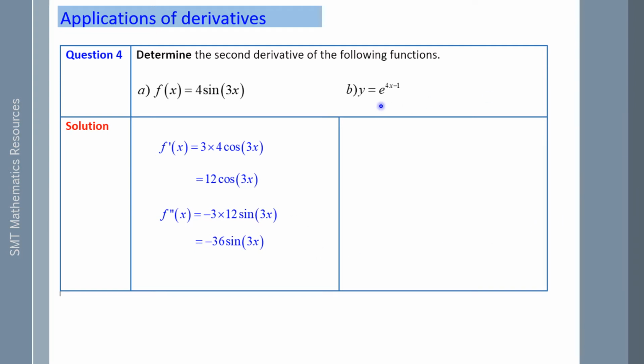In the second one, we have a natural base e exponential function. The derivative of 4x take 1 is 4, so that comes to the front, and our power stays the same. If we did it again, 4 times 4 is going to be 16, e to the 4x take 1. It's a nice short one.